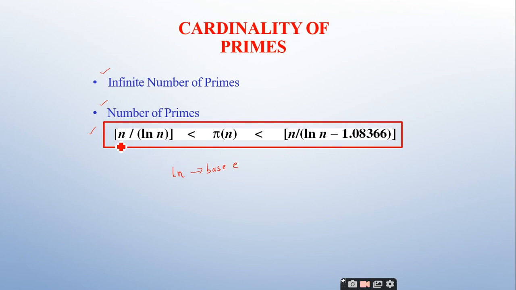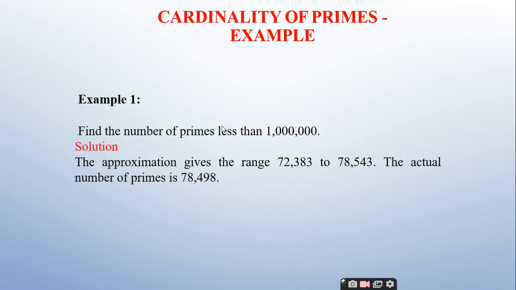So the lowest range will be given by this formula, n by log of base e n, and this is the cardinality symbol. The number of primes is equal to n by log n minus 1.08366. This is an approximation formula, right? Don't assume that this gives the exact number of primes less than this n. It is giving a range of primes, which is just an approximation. We'll see it with an example.